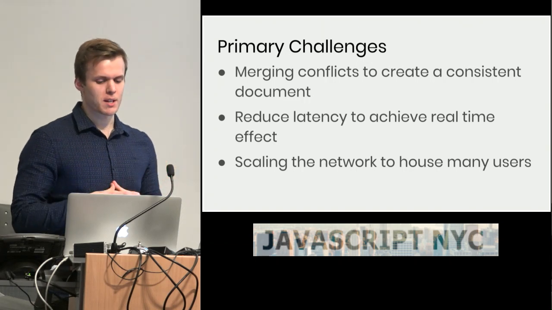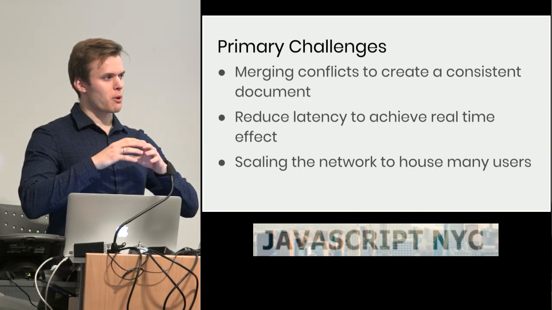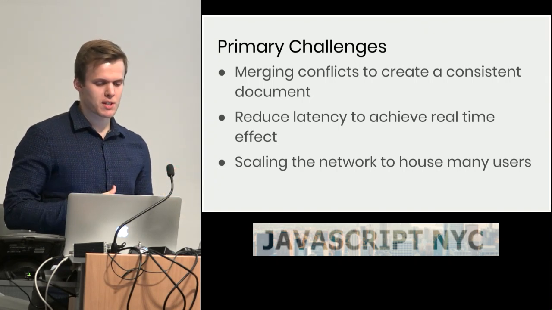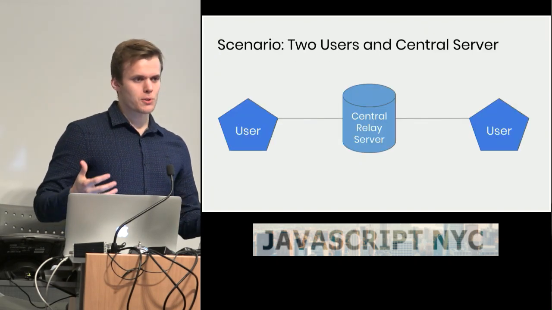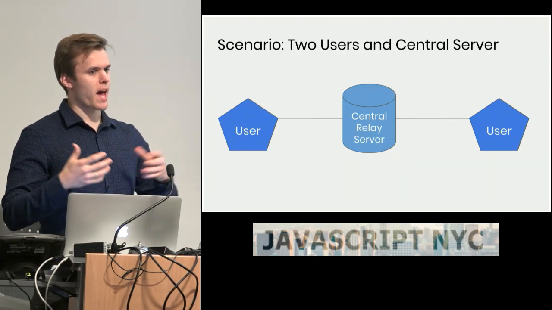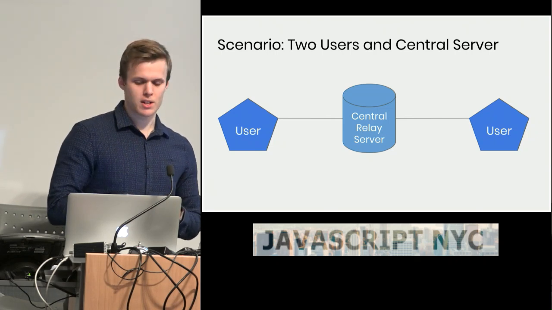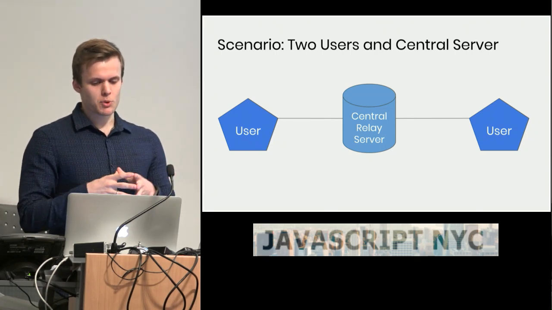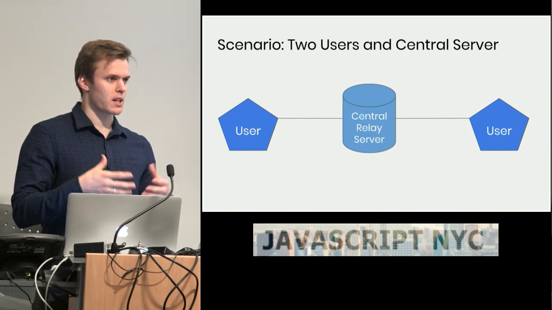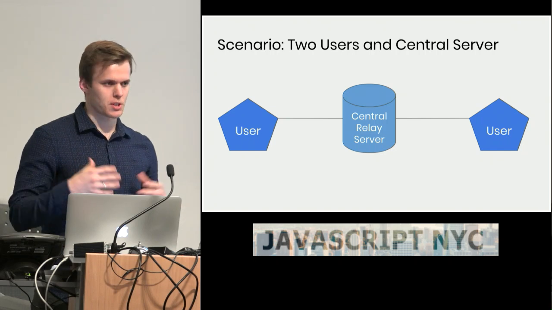For our team, in order to tackle all these different challenges, we wanted to start with the most basic system architecture and then scale from there. The most basic system we could think of was just two users and a central relay server. Each user makes edits, and they get passed through the relay server. My team was wondering, can two users collaborate and stay consistent in this manner? Or are there extra edge cases that might pop up just in this scenario?